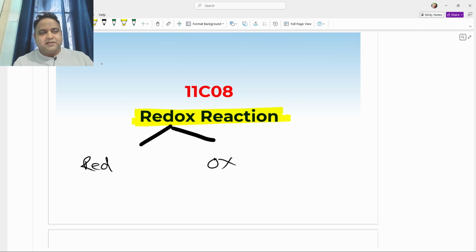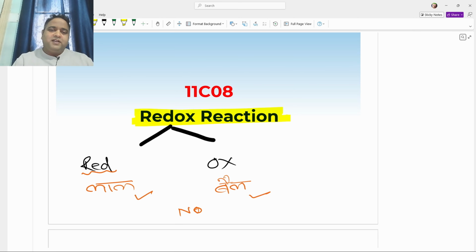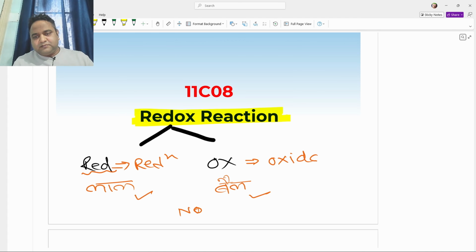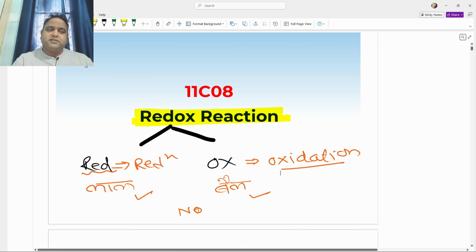Red means red color. Ox means like bell. No, no, no. It's not a red ox. Here the red means reduction, whereas ox means oxidation.